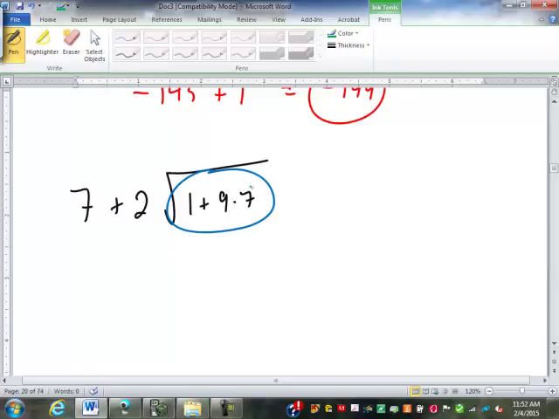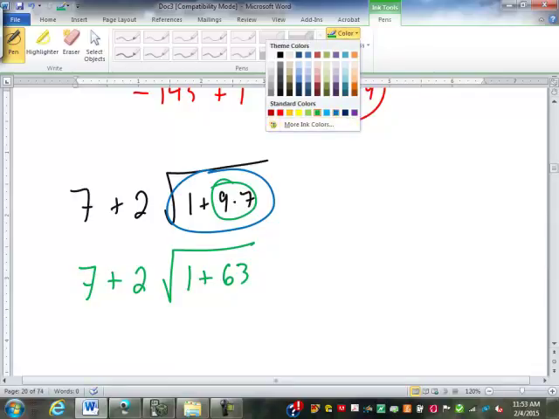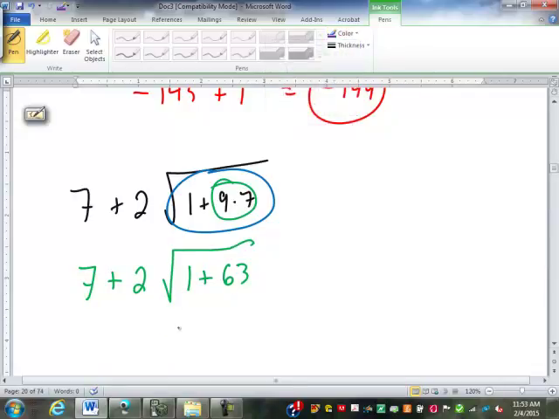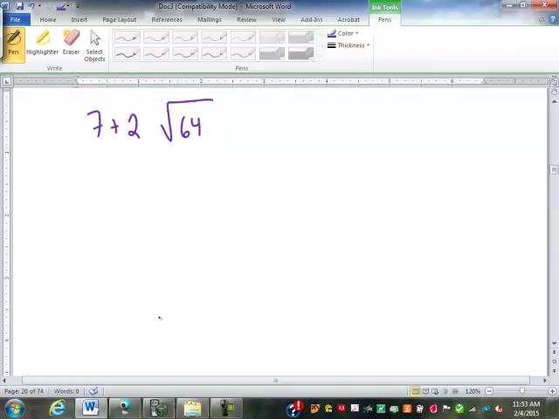Exponents? No. Multiplication and division is right there. 9 times 7 is 63, so this is 1 plus 63. Now, we have the addition in there. 1 plus 63 is 64. And just like the parentheses and the absolute value, when we have that reduced to a single number inside there, now we can get rid of the symbol.